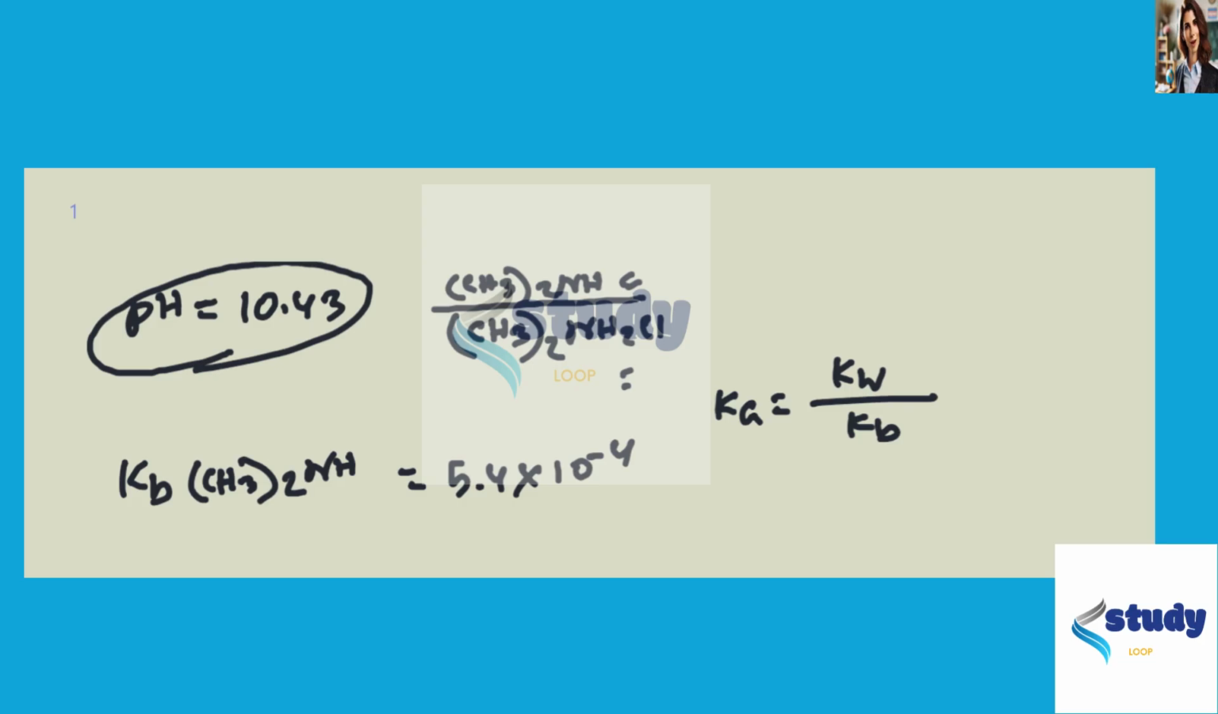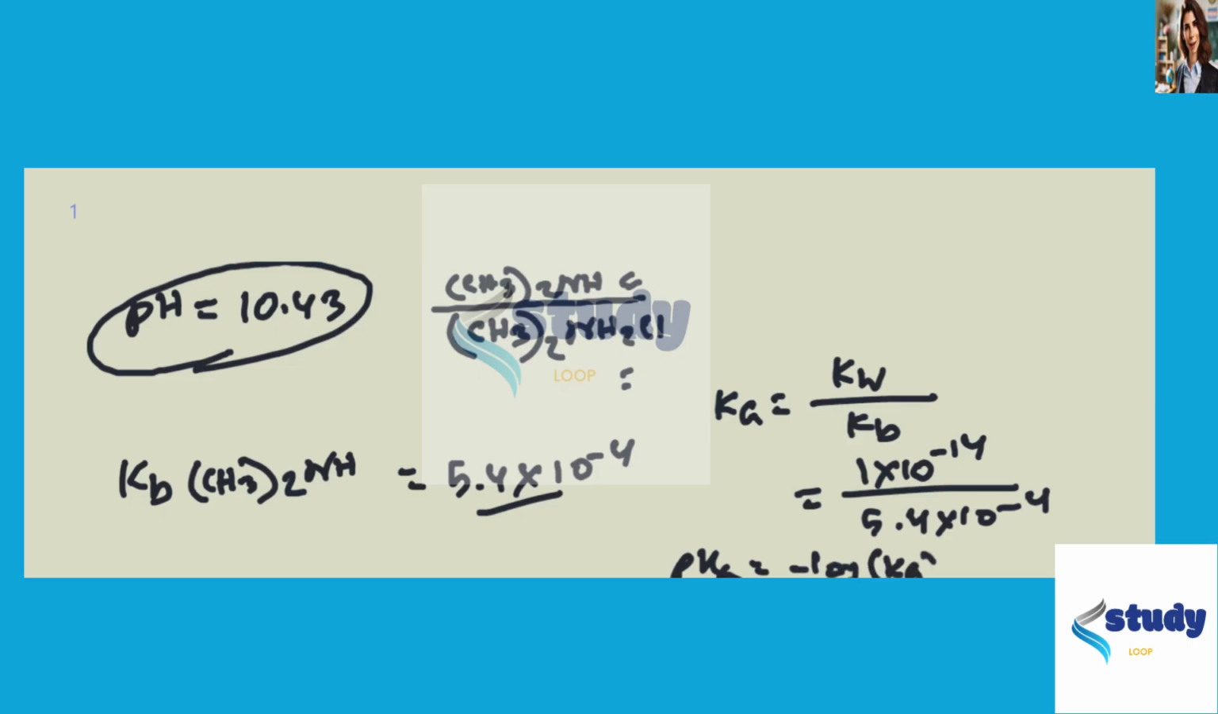So just putting this, here we will have 1 times 10 to the power minus 14 over this Kb value, 5.4 times 10 to the power minus 4. And then if we take the negative log of this Ka value, we will get the pKa value, negative log of Ka. If we do all this calculation, we will find the pKa value here as 10.73. So this is the pKa value for this reaction or the solution.